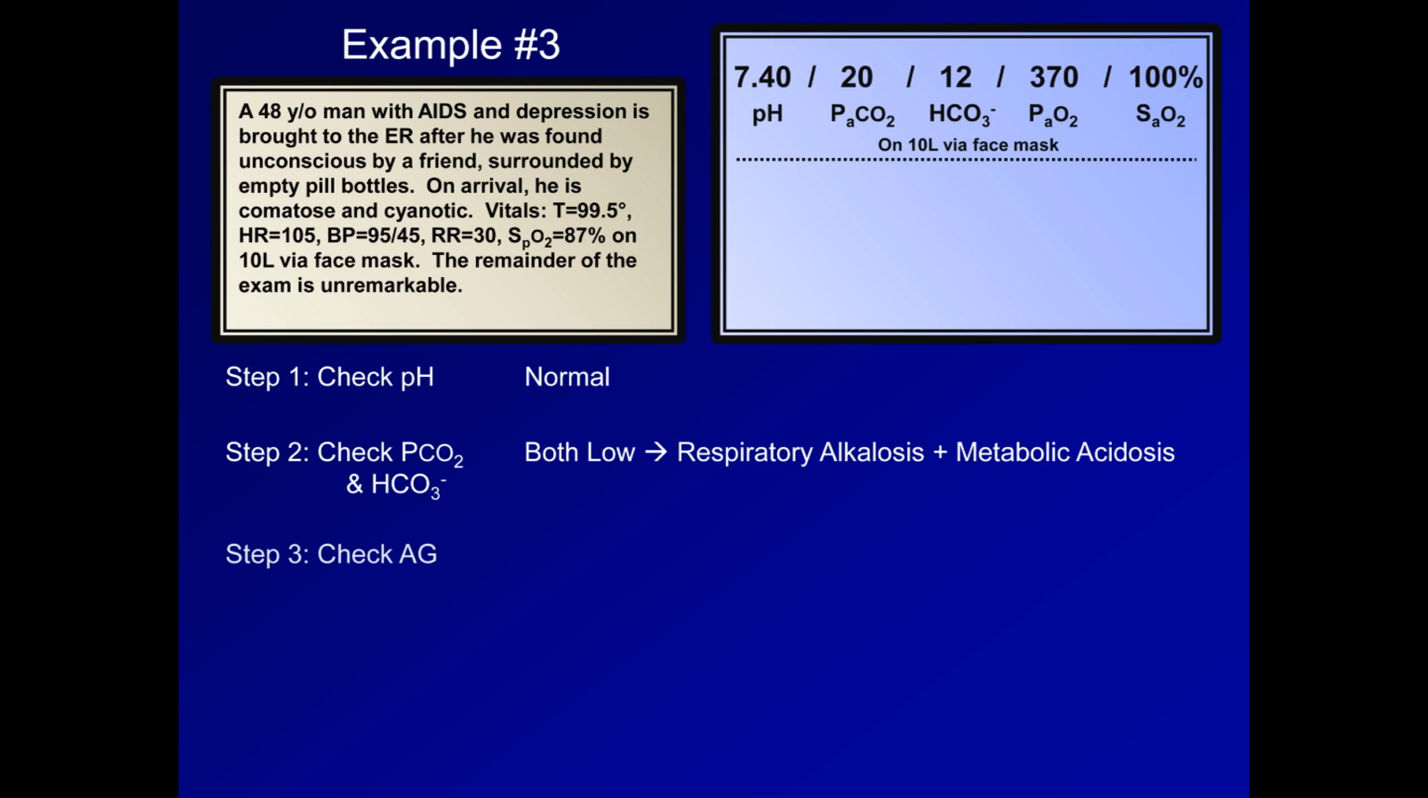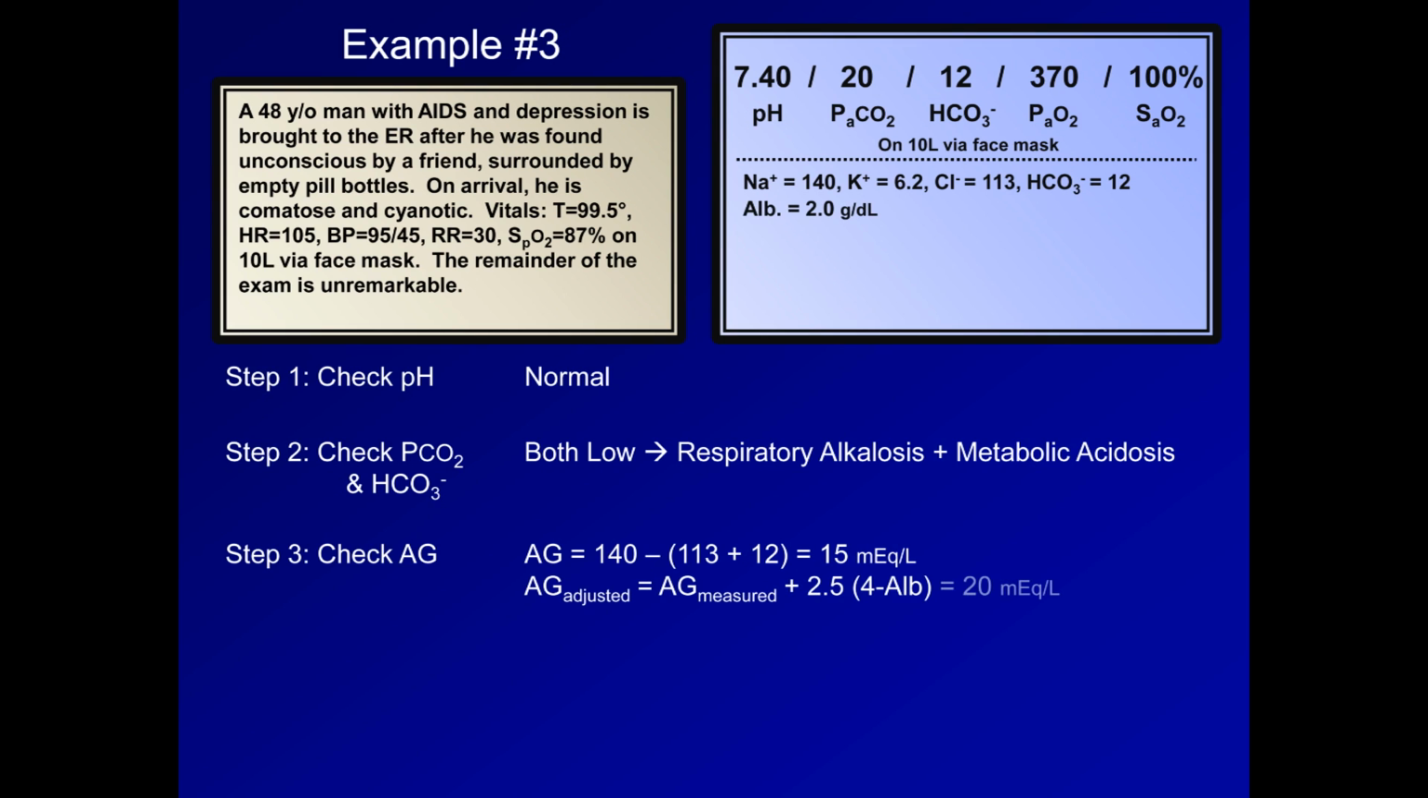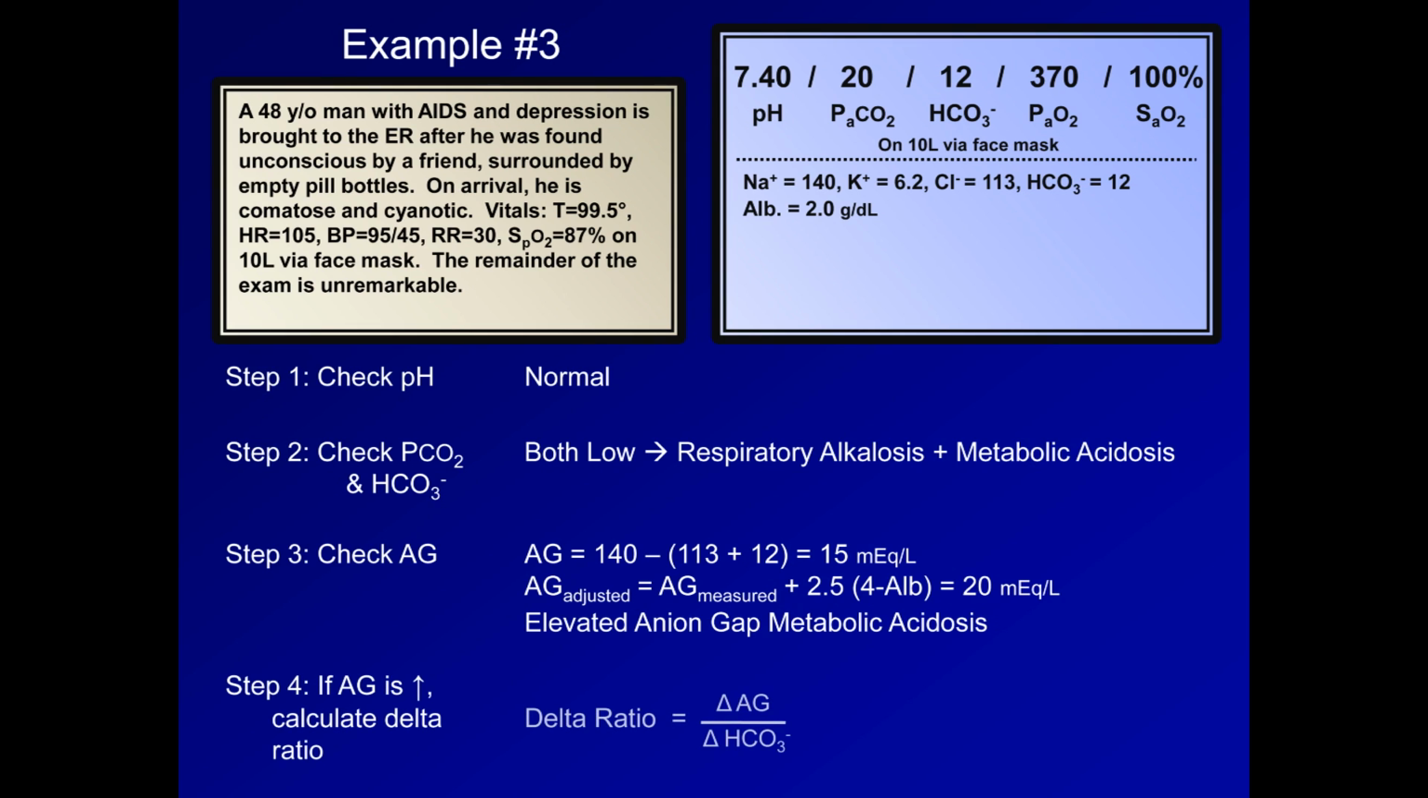Next, check the anion gap, which here is 15. With the adjustment for his albumin of 2, this becomes 20. So the metabolic acidosis already identified is an elevated gap acidosis. Since the anion gap is elevated, we check the delta ratio, which is calculated to be 0.7. This is too low. In other words, the bicarb is lower than it should be if the only acid-base problem is too much unmeasured anion. Therefore, there is also a normal gap metabolic acidosis present.